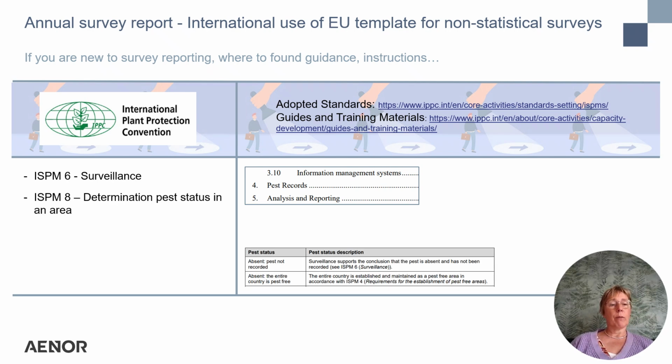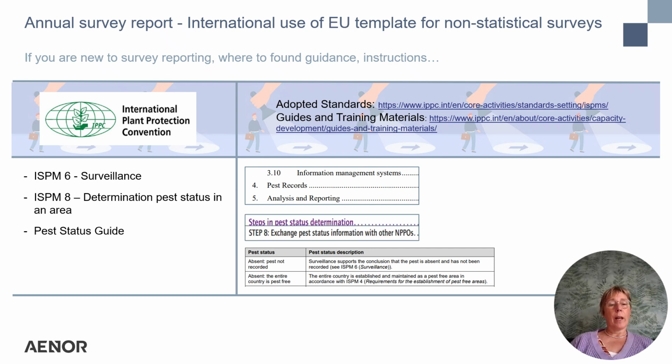ISPM 8 defines the pest status of an area. ISPM 8 gives guidelines for the different pest statuses, present or absent, together with a description. For example, absent, pest not recorded, which means that surveillance supports the conclusion that the pest is absent and has not been recorded. The IPPC Pest Status Guide helps to understand the principal requirements for pest status determination.